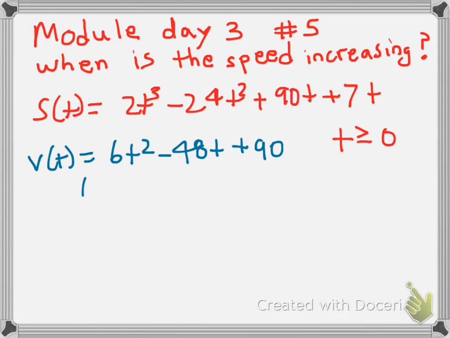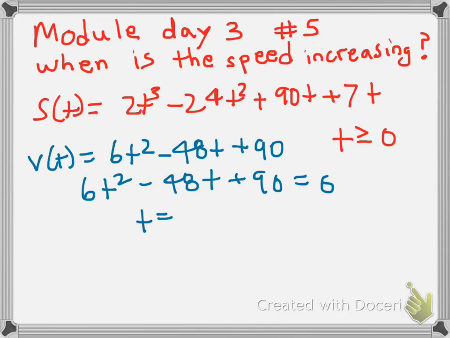So we're going to set this equal to 0, and solve. And what we end up with is t equals 3 and t equals 5. So that's just factoring it. I'm sure you understand how to do that. So then we're going to make the sign chart. So we'll make the chart here. So we have 3 and we have 5.